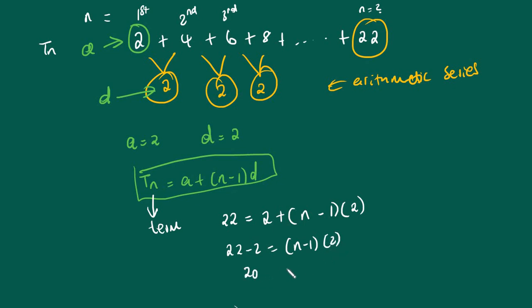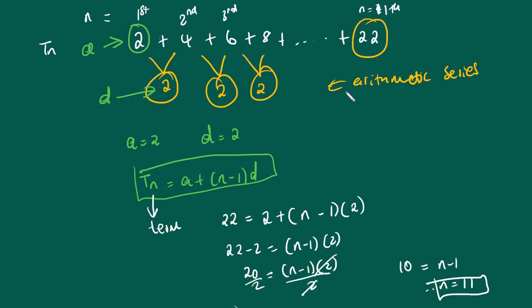So 22 minus 2, you're going to get 20. Now I always tell people when they are here that to get n, you don't have to say 2n minus 2. You just have to divide by 2 on both sides. If you do that, you're going to have 10 equals n minus 1. So therefore your n will be 11. So what this means is that this term is in the 11th position.